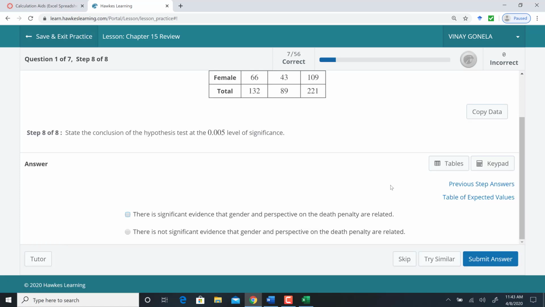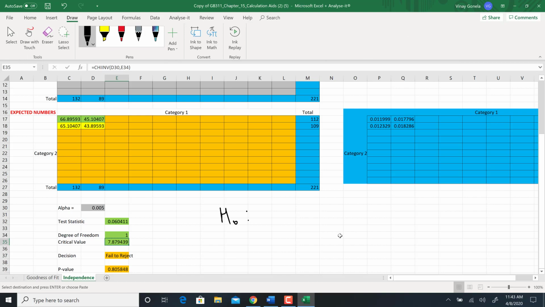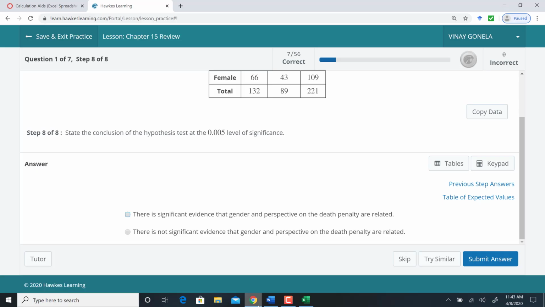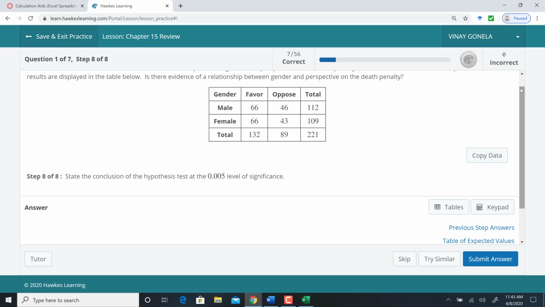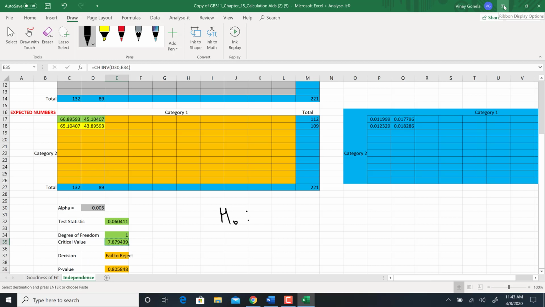So the next question is, state the conclusion. When we fail to reject the null hypothesis, that means they are independent of one another. As you know, our null hypothesis, H null, in this case is: gender and perspective are independent.